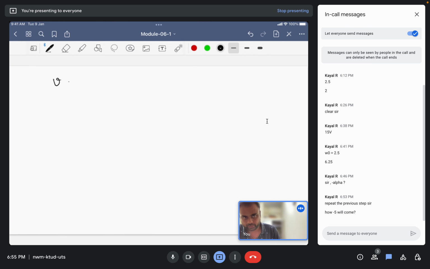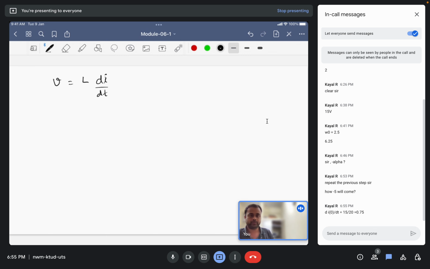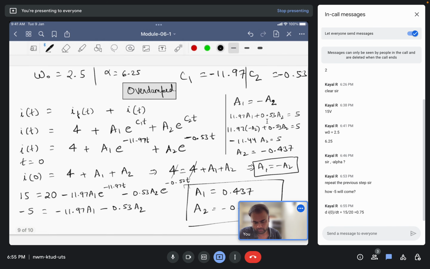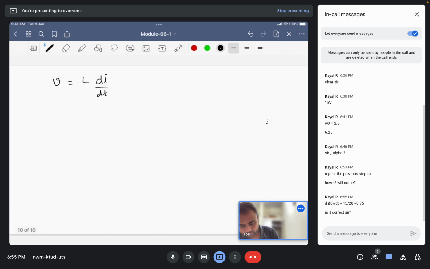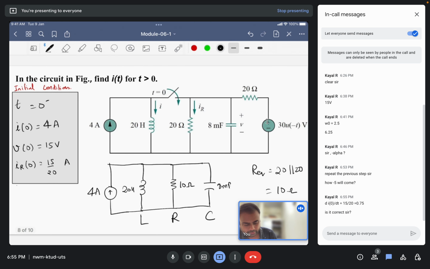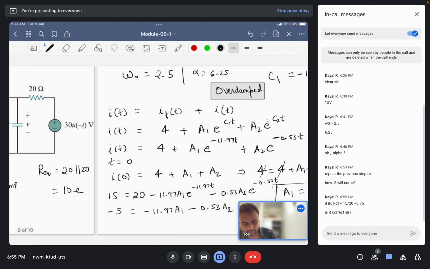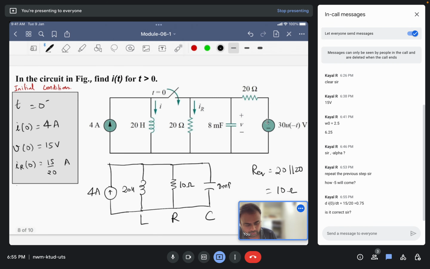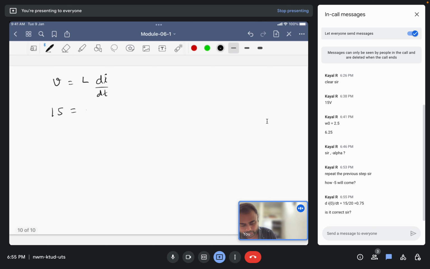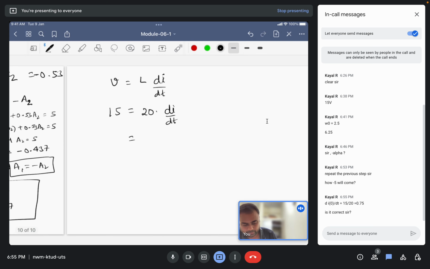So V is equal to L into di by dt. Okay, I will just check it again. So how will minus 5 come? Okay, so let us check it again. So the voltage we have calculated to be 15 volts, and the inductor was 20 henries. So 15 is equal to 20 into di by dt. Okay, I think I have made a mistake here.